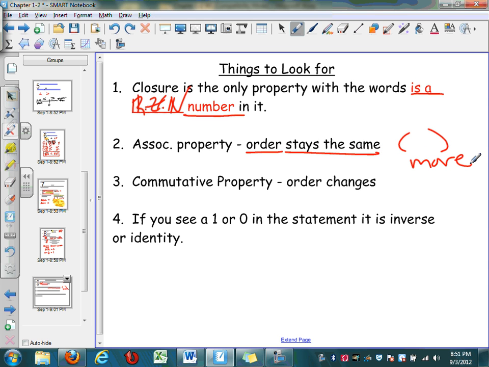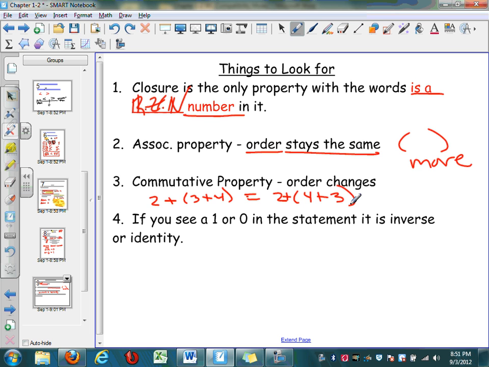Commutative property, the order changes. Okay? Now, you need to be very careful with the commutative property because you're going to see that it could look like something like this: 2 plus 3 plus 4 is equal to 2 plus 4 plus 3. It is technically the commutative property because the 3 and the 4 swap positions. The parentheses did not move. This is technically the commutative property, so you need to be very careful in identifying that.